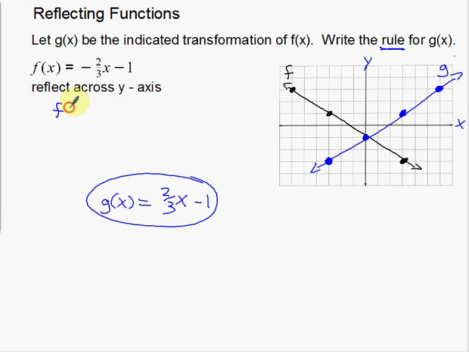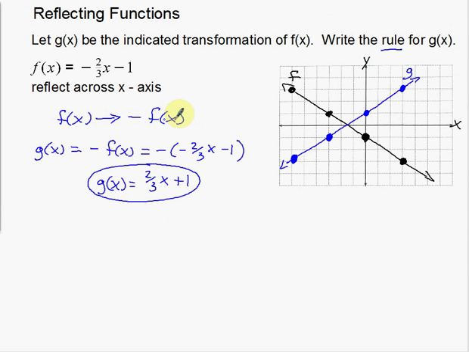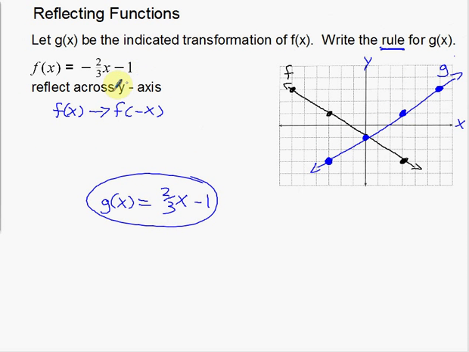So take your old function, and we're going to change it. When you're reflecting across the y-axis, we only take the negative just to the x portion of our equation. Now this is a little bit different from last one. I'm going to flip back to my last slide. If I'm reflecting across the x-axis, it's a negative times the entire function. Going forward again, if I'm reflecting across the y-axis, I take my negative and I only multiply times the x portion.